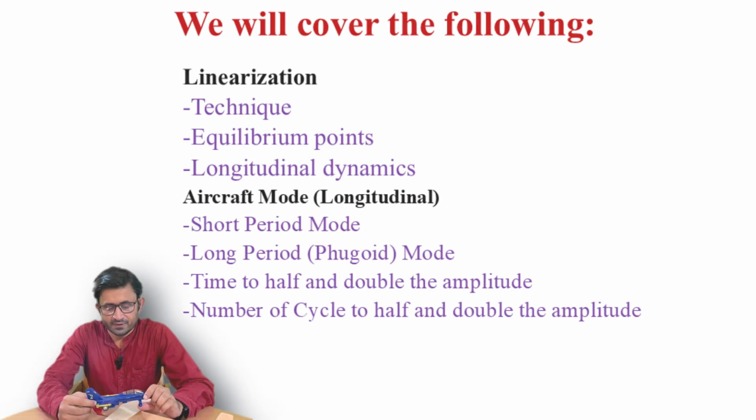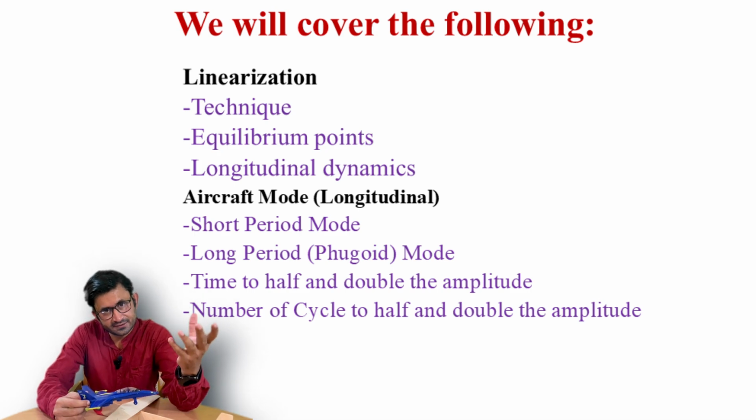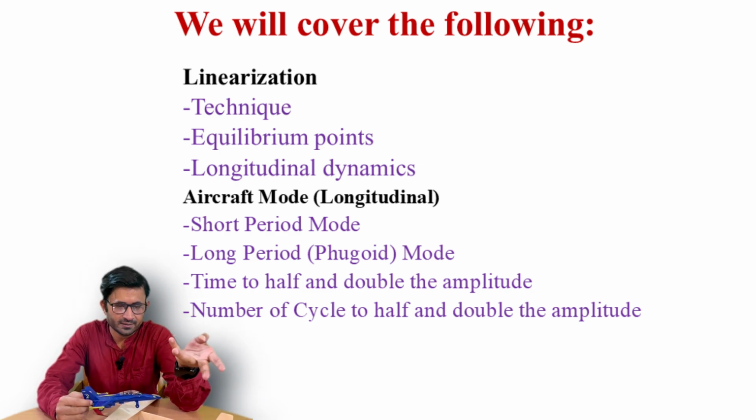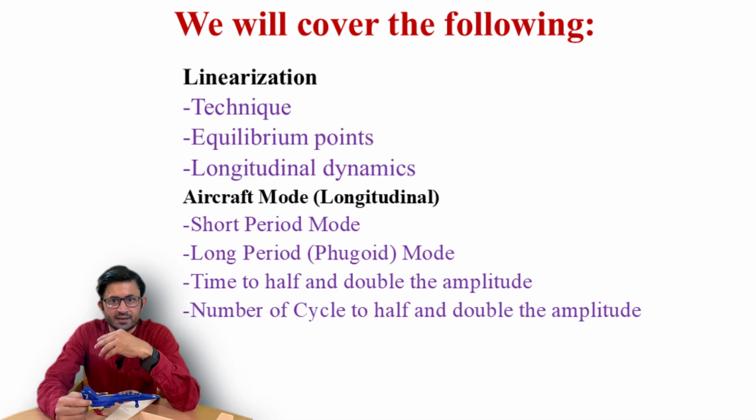Okay, so first we will take a physical aircraft. Here in this case we will take a motor glider. In this lecture we will cover the linearization. We will linearize the aircraft dynamics, since in order to find the mode you have to decouple, and if you want to decouple you have to linearize. So we will cover the technique, equilibrium points and longitudinal dynamics, and then we will move to the aircraft mode and we will find out the aircraft mode and analyze it in the longitudinal case.